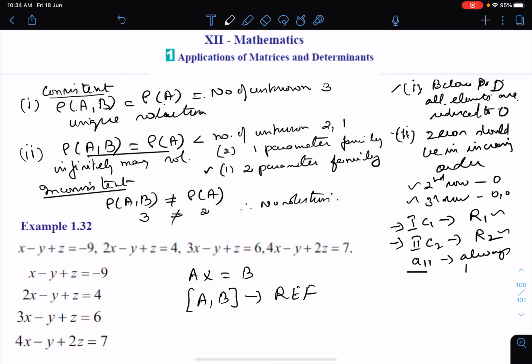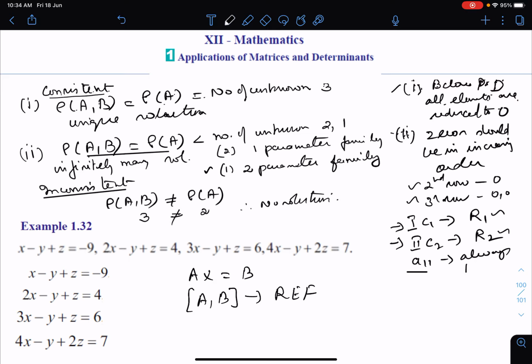For row echelon form I have given you the hints. Below the principal diagonal you make all the elements 0, and these zeros should be in increasing order starting from the second row. In the second row it should be one 0 and in the third row two zeros or more, and so on. If you have a fourth row, it will have zeros equal to the third row or more.